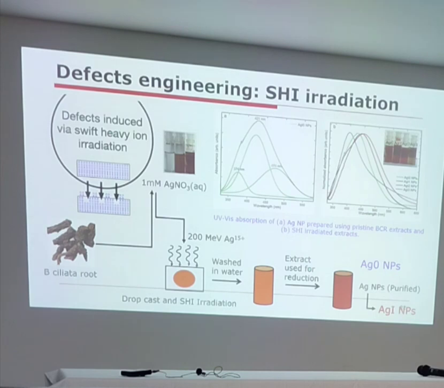What we did, we used this swift heavy ion irradiation and irradiated the plant extract through which we are going to create the nanoparticles. Okay, that means what we did, we modulated, जो पहले बहुत अच्छे spherical nanoparticles दे रहे थे, by reduction, we changed those reducing agents themselves by tuning their properties by irradiating them with a very high energy, 200 MeV, everything will be distorted.